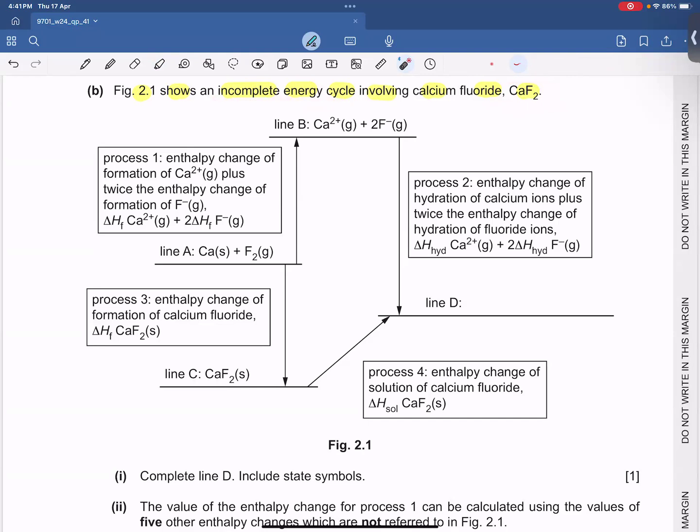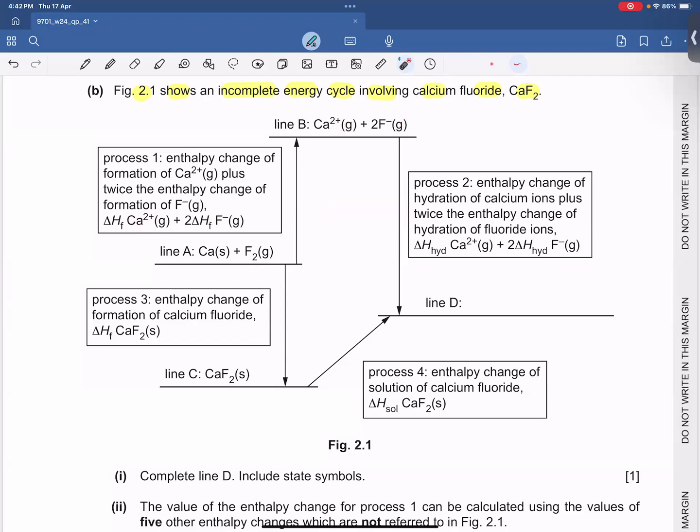These are the constituent elements under standard condition converting into 1 mole of compound, which means formation of calcium fluoride. This is calcium solid. This is calcium ion gas. This is molecule. This is gaseous fluoride ion, which means this stage has multiple enthalpy changes like formation and this.